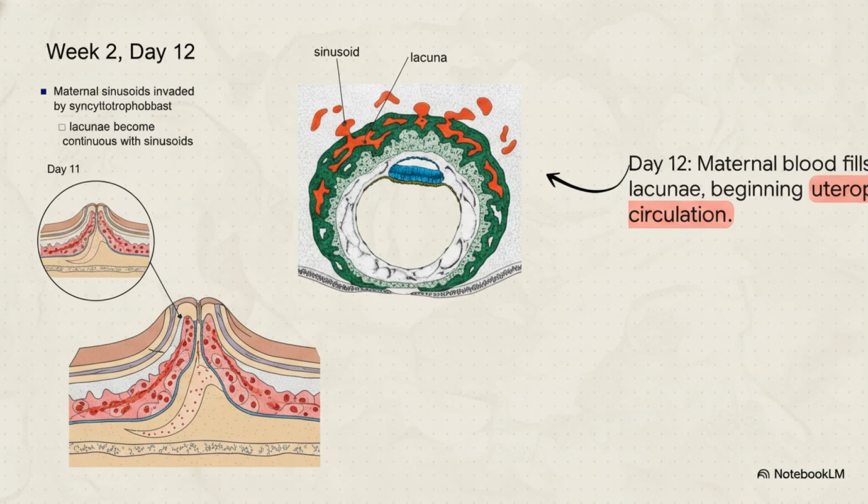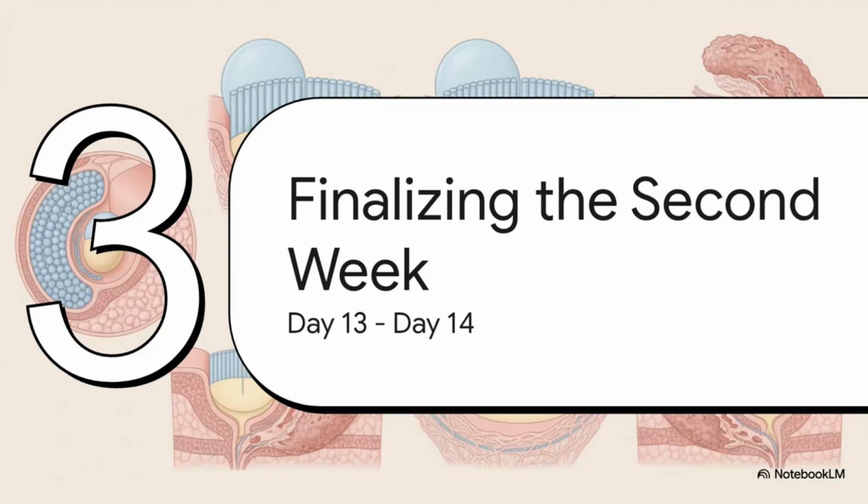Now, day 12. This is a huge milestone. Seriously, this is a game changer. That invasive syncytiotrophoblast keeps digging deeper and deeper until it actually breaks through the walls of the mother's capillaries, which are called sinusoids. For the first time, maternal blood flows out of her vessels and floods into those lacunae we saw earlier. This one event establishes the very first primitive uteroplacental circulation. It's the first time the embryo gets a real lifeline to its mother for nutrients and oxygen. It's a massive step.